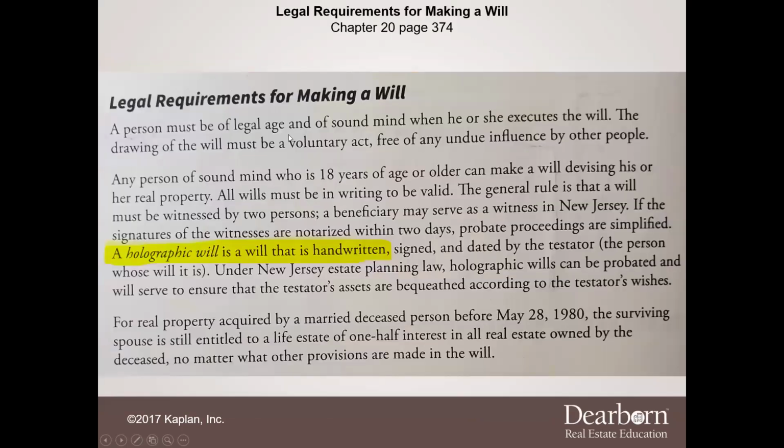All right, so what are the legal requirements for making a will? Well, a person must be of legal age and sound mind when they execute the will. The drawing of the will must be a voluntary act free of any undue influence by other people. Any person of sound mind who's 18 years of age or older can make a will devising their real property, and all wills must be in writing to be valid. The general rule is that a will must be witnessed by 2 persons.